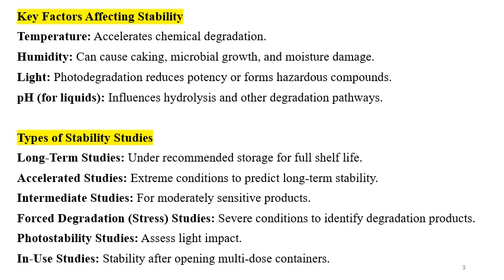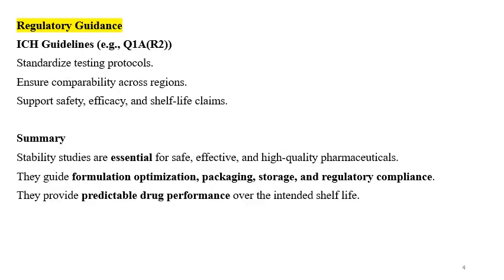Types of stability studies: long-term, accelerated, intermediate, post-degradation, photostability, and in-use studies are the types. Long-term studies are performed under the recommended storage conditions for the full shelf life. Accelerated studies are performed at extreme conditions to predict long-term stability. Intermediate studies for moderately sensitive products. Post-degradation or stress studies performed to do the testing under severe conditions to identify the degradation products. Photostability studies are done to assess the impact of light, and in-use studies to study the stability after opening the multi-dose containers and during the actual use of the product.